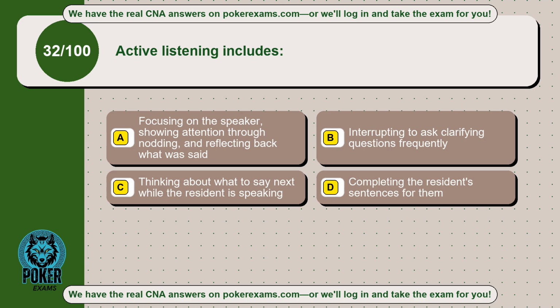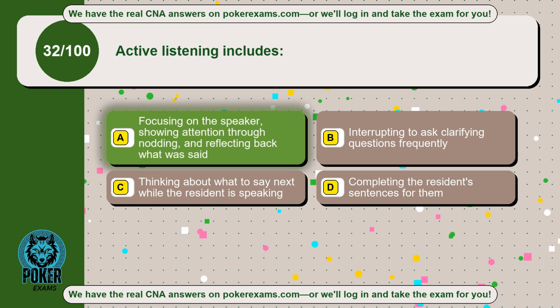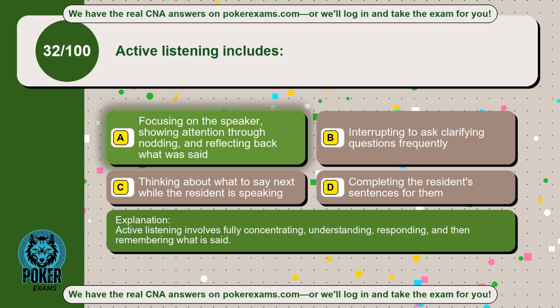Question 32. Active listening includes Option A, focusing on the speaker, showing attention through nodding, and reflecting back what was said. Option B, interrupting to ask clarifying questions frequently. Option C, thinking about what to say next while the resident is speaking. Option D, completing the resident's sentences for them. The correct answer is option A. Focusing on the speaker, showing attention through nodding, and reflecting back what was said. Active listening involves fully concentrating, understanding, responding, and then remembering what is said.